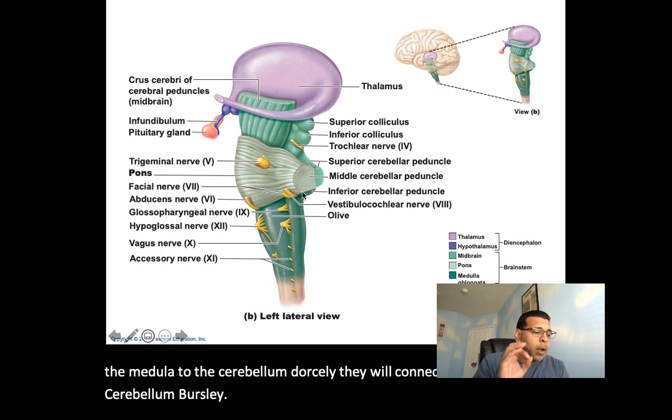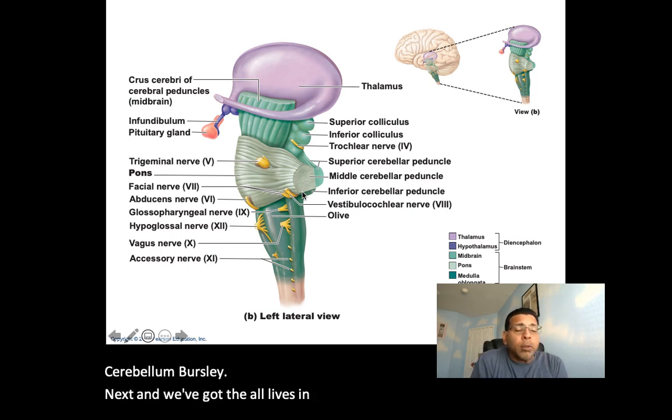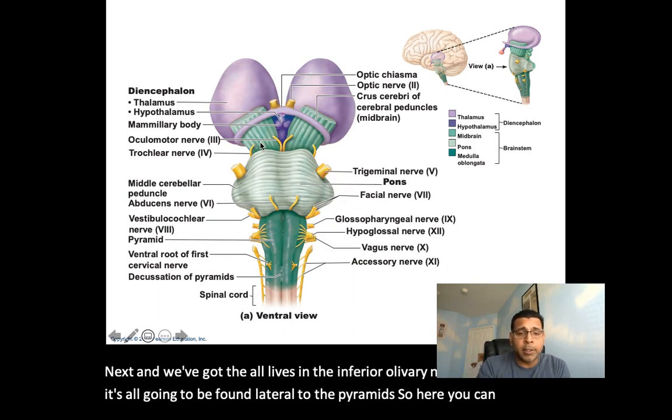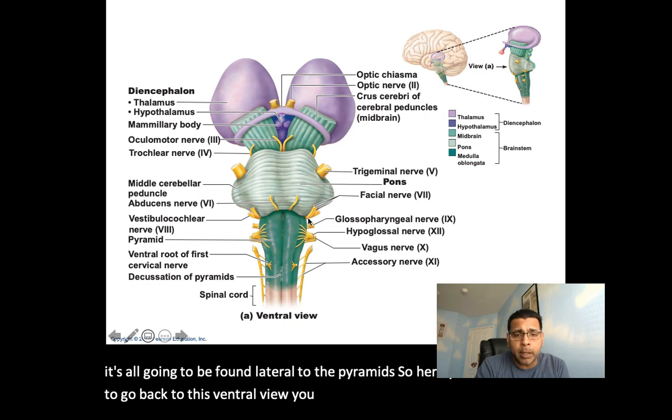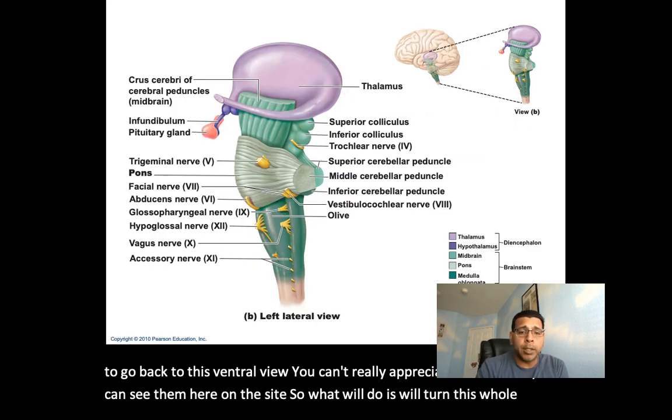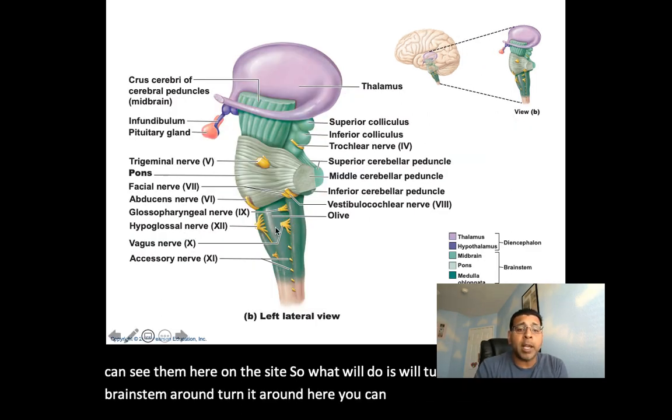Next, then, we've got the olives and the inferior olivary nuclei. Let's talk olives. Olives are found lateral to the pyramids. If we go back to this ventral view, you can't really appreciate them there; you can see them here off on the sides. So we'll turn this whole brainstem around, and here you can appreciate the olives very nicely.